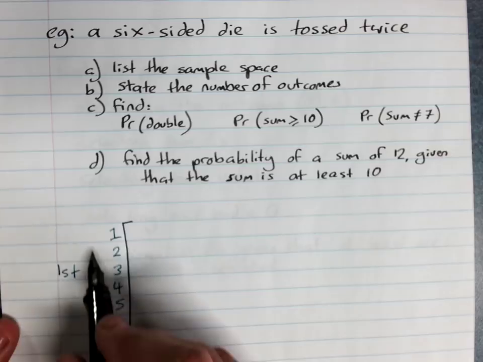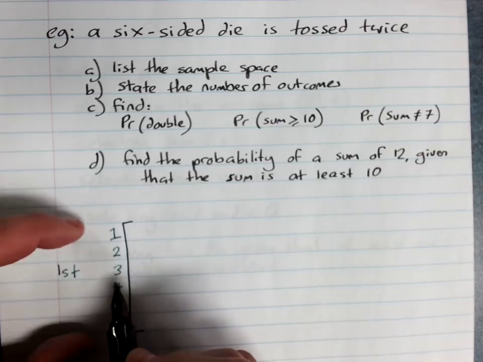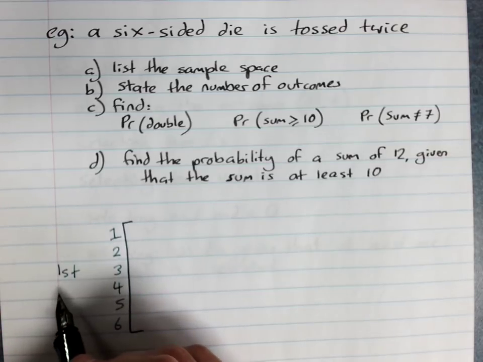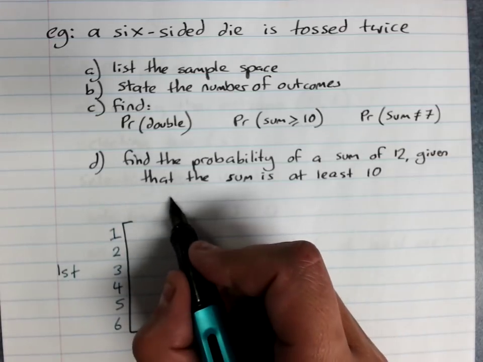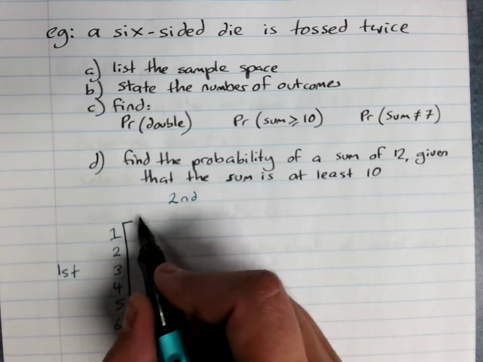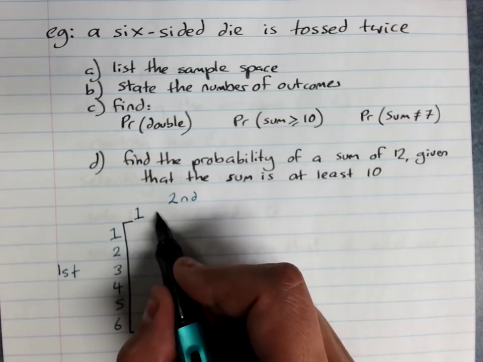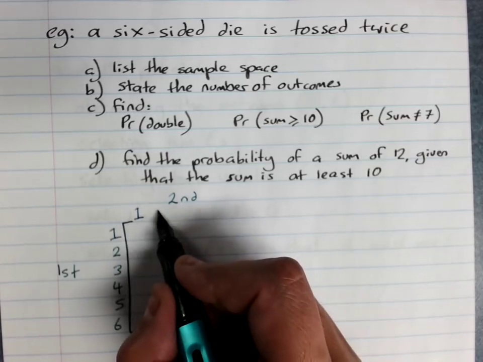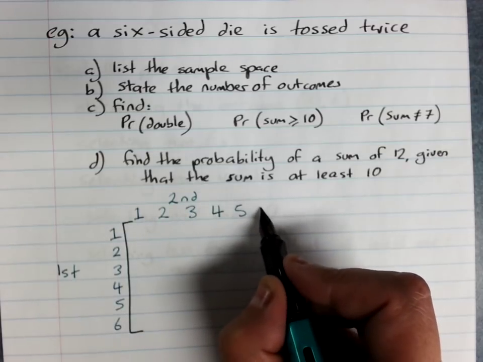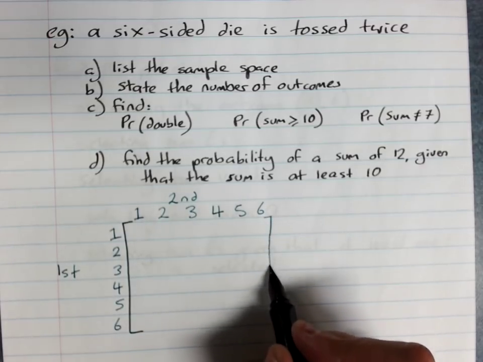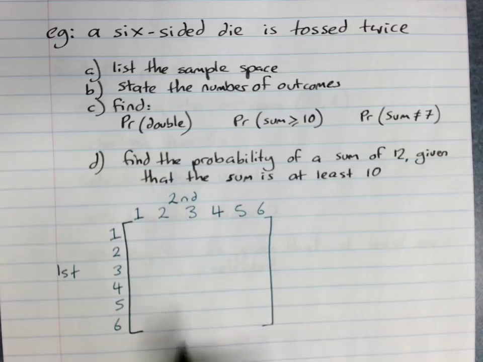So the rows, label the row here with the first option of the event that happens first, and the columns get labelled, this is the second toss, and their outcomes go here. The options that we could get rolling a die are 1, 2, 3, 4, 5, 6. So it's the first die and the second die and the different outcomes that we could get in each case.